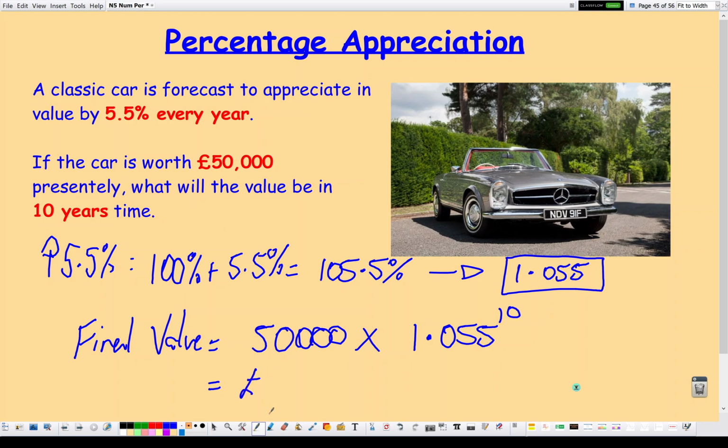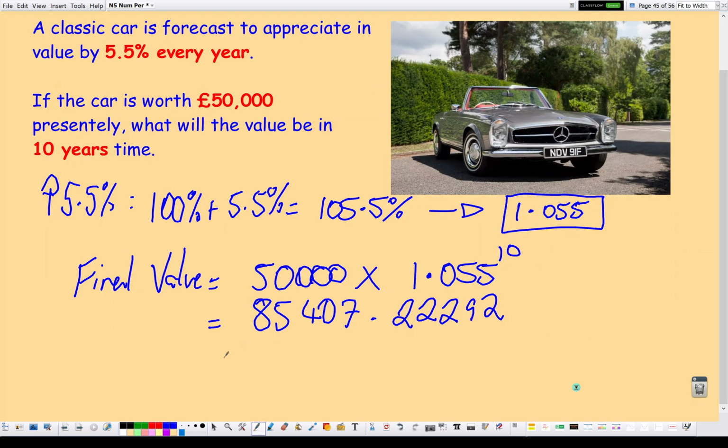You should get a final value of 85,407. I'll just write it out in full and then round it. 85407.22292. And again, because we're talking about money, which often we will be in these questions, we need to round to the second decimal place, the nearest penny. So £85,407.22. Okay, you're now ready to practice some percentage appreciation problems for yourself.